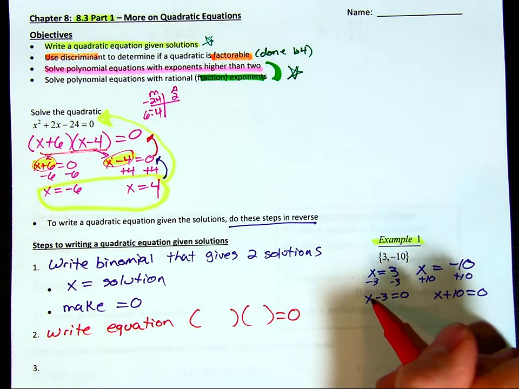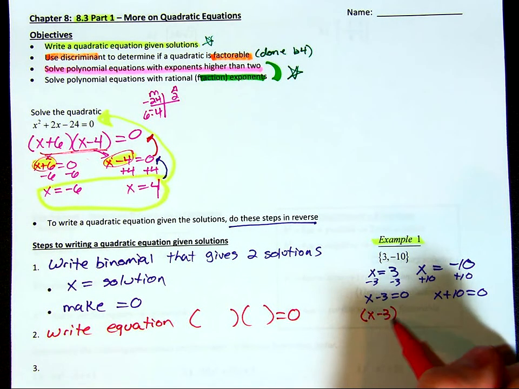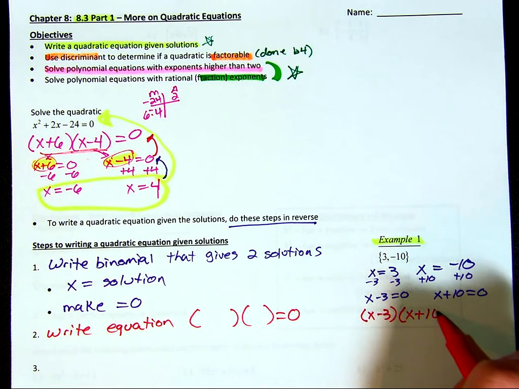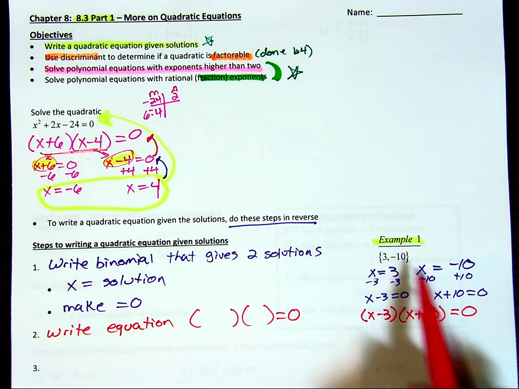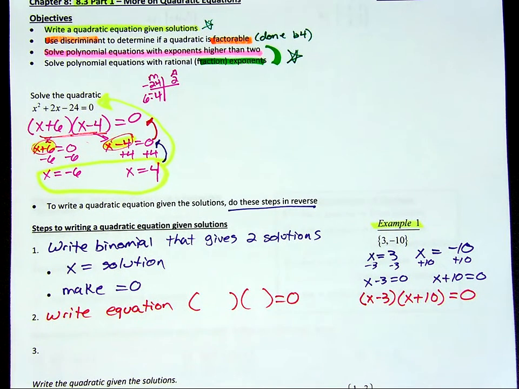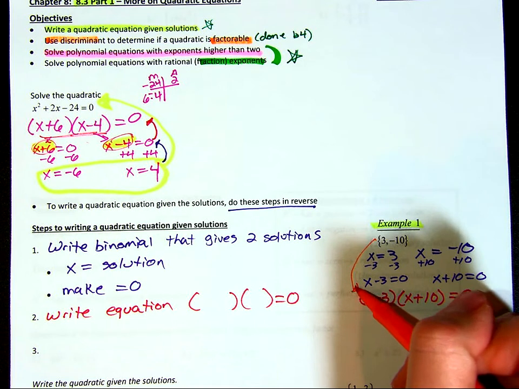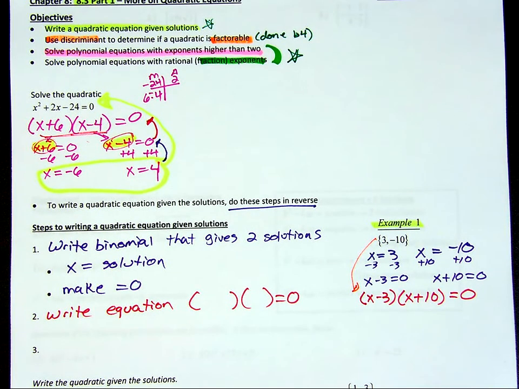So in this case, our binomial is x minus 3. Our other binomial is x plus 10 equals 0. And some of you might be able to go right from here to this step and say, oh, if I'm going to get 3, it has to be x minus 3 so that I could add 3 to 3. If we had negative 10 here, it would have to be a plus 10 so that I could subtract 10 to get 10 as an answer. If you don't show these steps and you go straight from here to here, I'm fine with that as long as you understand how to get there.